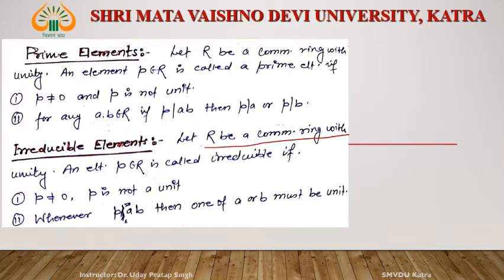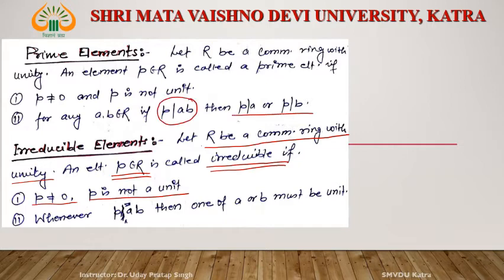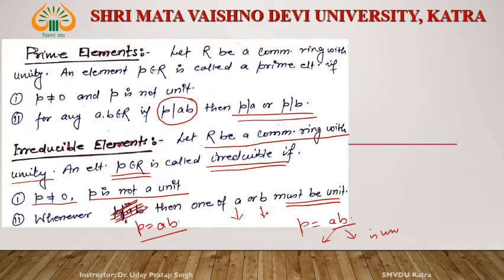If R is a commutative ring with unity, an element p belonging to R is said to be irreducible. What do you mean by irreducible? The first condition is the same: p is not 0, not a unit. And the second condition: in the case of prime, if p divides ab, then p divides a or b. But in the case of irreducibility, if p is equal to ab, then either a or b must be a unit. At any time, if p is equal to ab, then either this or this is a unit. Then this p is said to be irreducible.